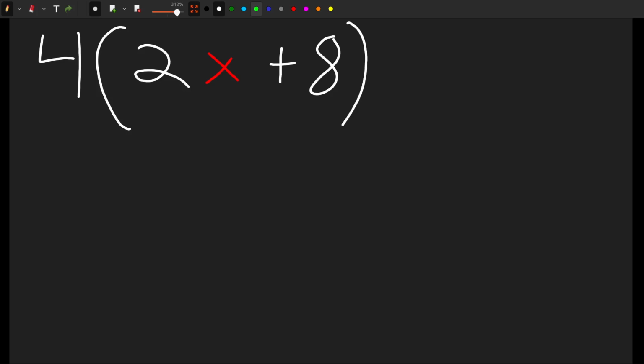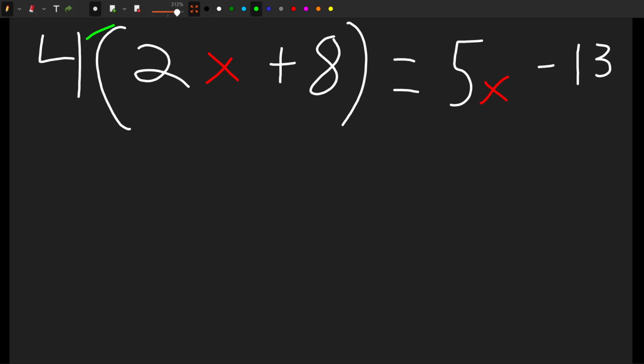And so problem number 4, we're going to have 4 times the group of 2x plus 8 end parentheses equals 5x minus 13. Okay. So going back to our 5 basic steps in the previous video, we need to simplify both sides. The left-hand side we can simplify by distributing. The right-hand side is already simplified for us.